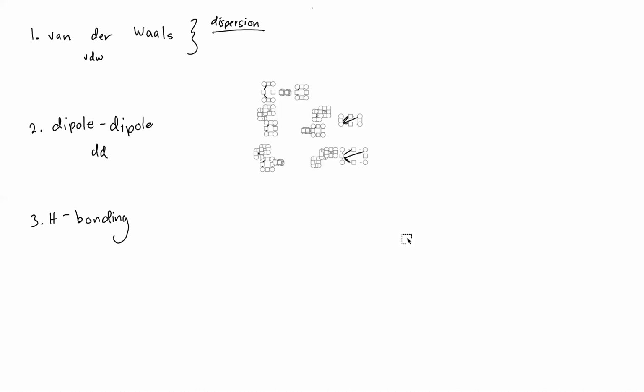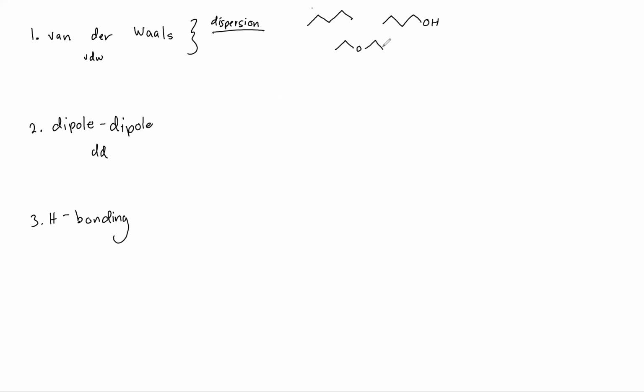So a few examples would be a carbon chain like this has van der Waals, a carbon chain like this with an alcohol. The alcohol has London dispersion, van der Waals forces, and then something like this, an ether, also has van der Waals forces.